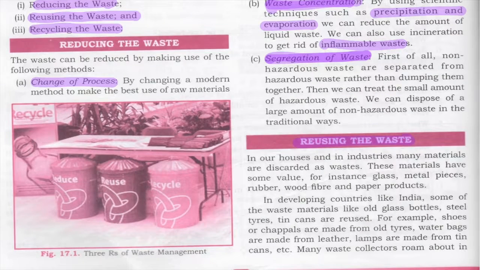In our houses and in industries, many waste materials are being discarded and they have some amount of value. For example, glass, metal pieces, rubber, wood fiber and paper products. All these materials have some value. In developing countries like India, some waste materials like old glass bottles, steel tires and tin cans are being reused. For example, shoes or chappals are made from old tires. Here the old tire is being reused. Water bags are made from leather. Lamps are made from tin cans. Similarly, many things are being reused.